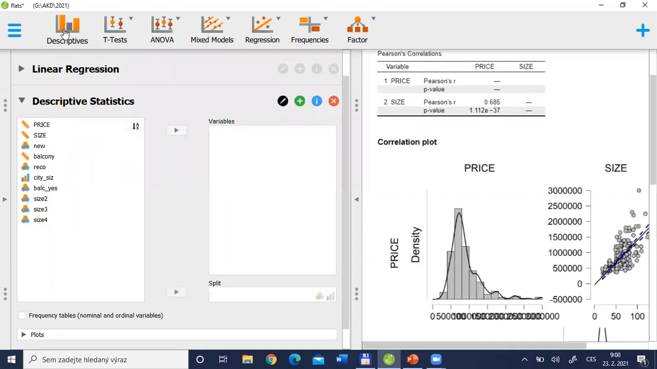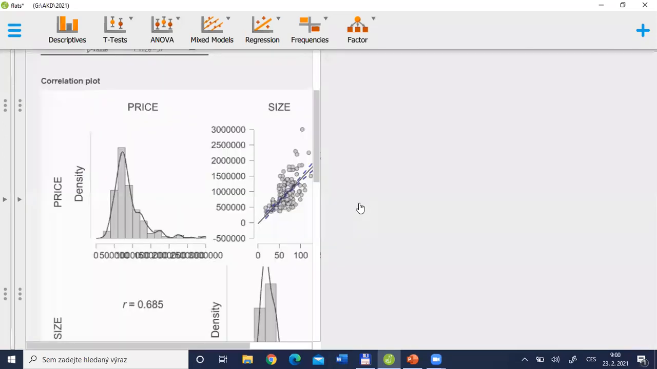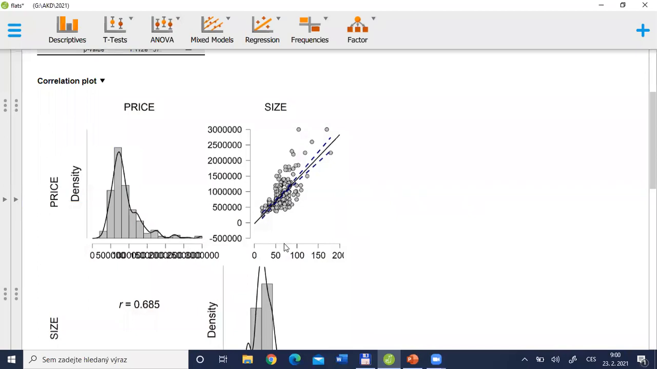JASP will open the descriptive statistics window for me. I would take sizes, click on the right window, and JASP will compute that the average size of the flat, once again excluding one extra big flat, is 64.653 square meters. So this is the average. And I can take this point, which is the average, 64.653 square meters, and move this vertical axis to this average.